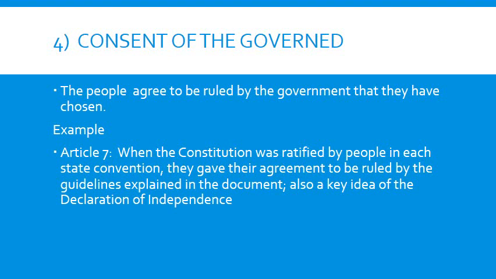Principle 4, the consent of the governed. The people agree to be ruled by the government that they have chosen. And the best example of this is in Article 7, when the Constitution was ratified by people in each state convention. What they were doing in voting for the Constitution is giving their agreement to be ruled by the guidelines that are explained in the document. This is also a key idea in the Declaration of Independence, when the people explain that they want a government that protects their life, liberty, and pursuit of happiness.